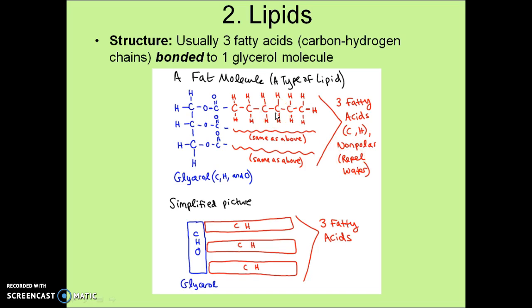So in a fat molecule, we have 3 fatty acid chains and a glycerol. We often call fat molecules triglycerides. Tri for 3, glyceride, I believe, describes the 3 fatty acid chains. This is a simplified picture of a fat with the glycerol molecule over here containing carbon, hydrogen, and oxygen, and the 3 fatty acid chains here containing just carbon and hydrogen.